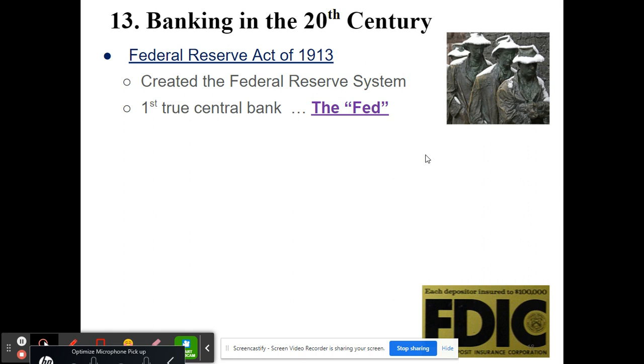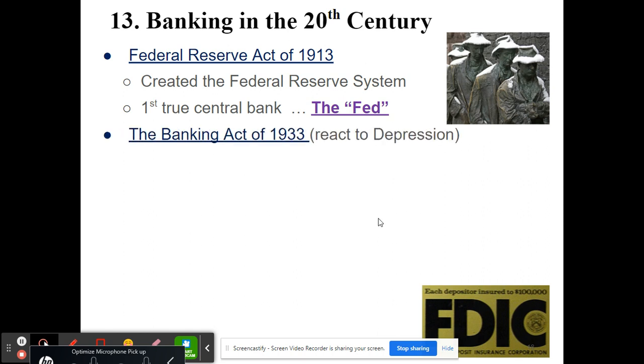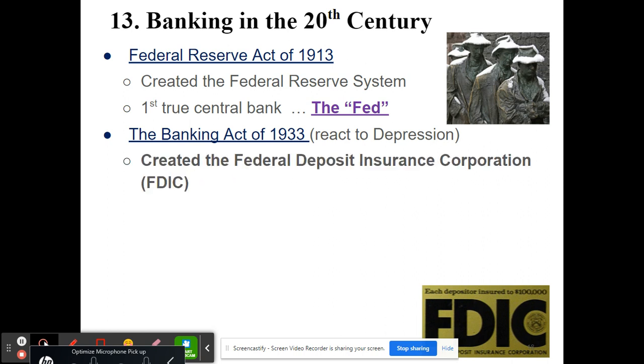So basically, in the 20th century, the Federalist view really comes into power permanently. And they create what's known as the Federal Reserve System. It's often called the Fed. It's the first true central bank of the United States. In the Banking Act of 1933, there was a response to the Depression, because there were runs on the banks, and they created the Federal Deposit Insurance Corporation.